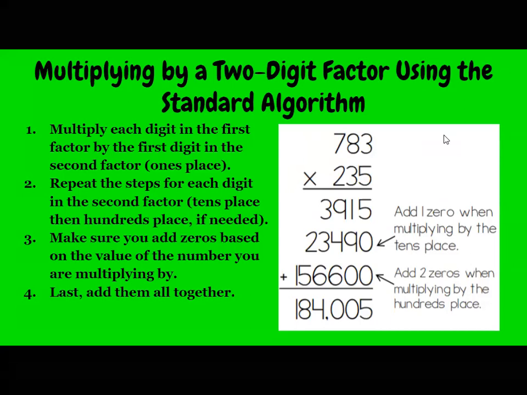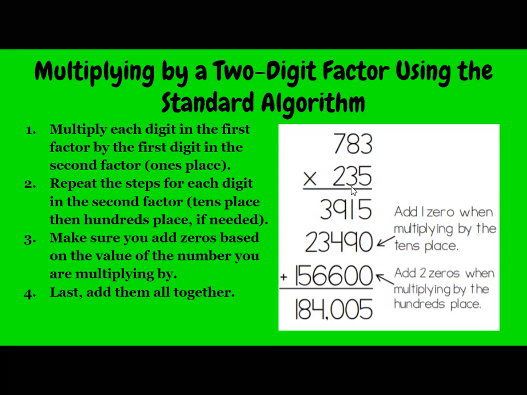If we look here, we multiply this 5 that's in the ones place by 3, then by 8, then 5 times 7 to get our first partial product right here, 3,915. Then we repeat the steps for each digit in the second factor: tens place, then hundreds place if needed. Next we multiply by the 3 in the tens place.